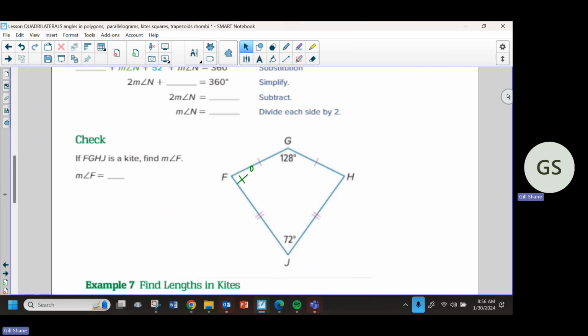What is it we need? What concept do we need to know here about kites in order to solve this? I'm calling somebody else. Let's go with Sade. Sade, what concept that we just learned do I need to apply to this problem?